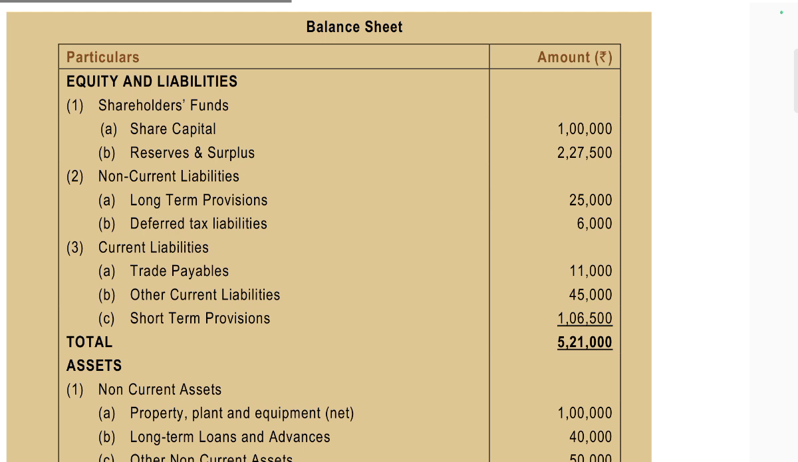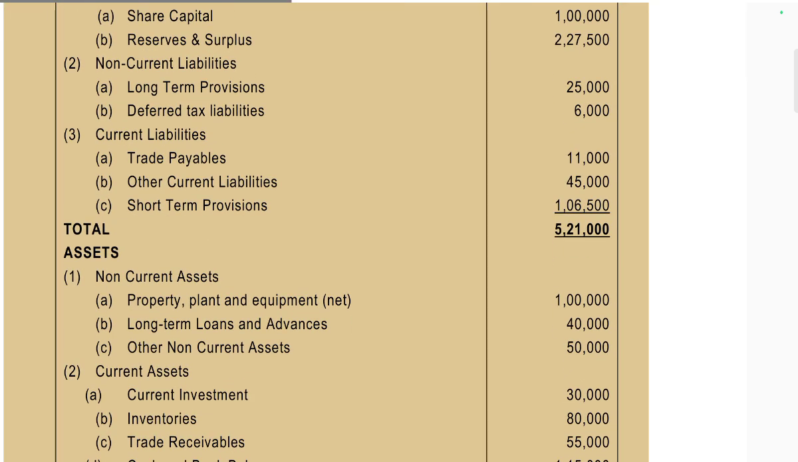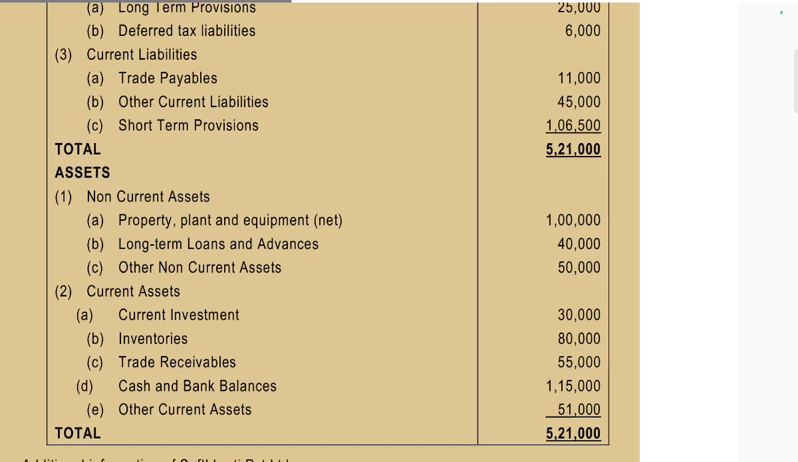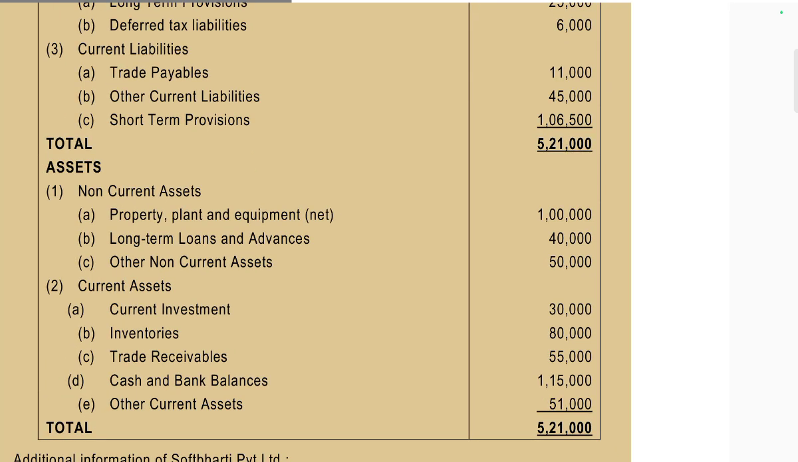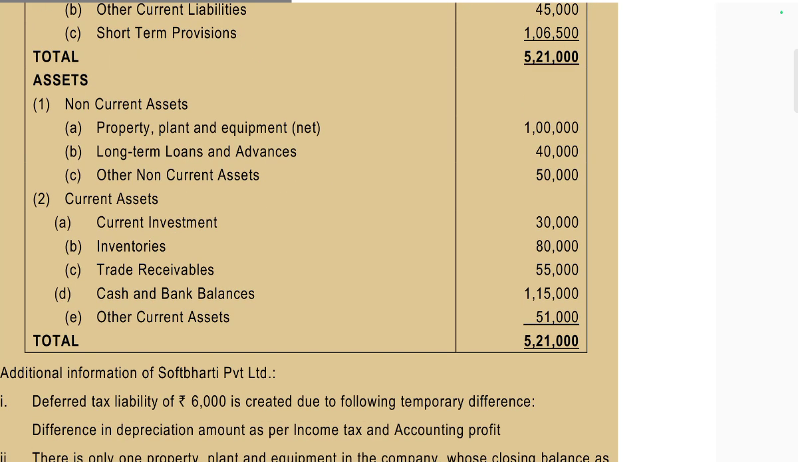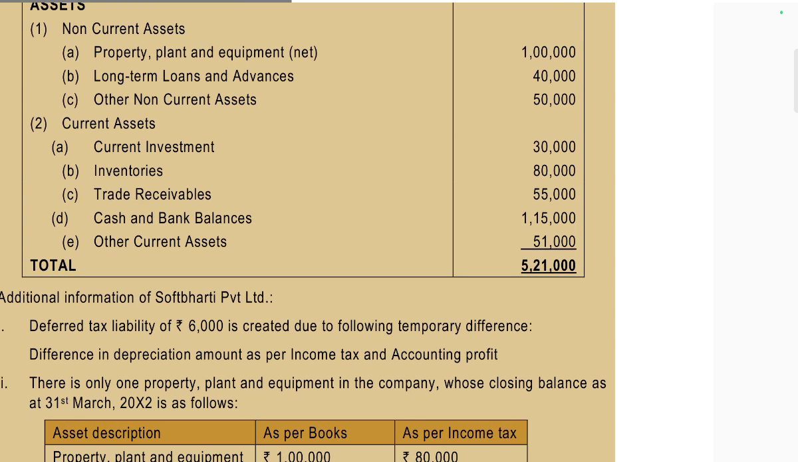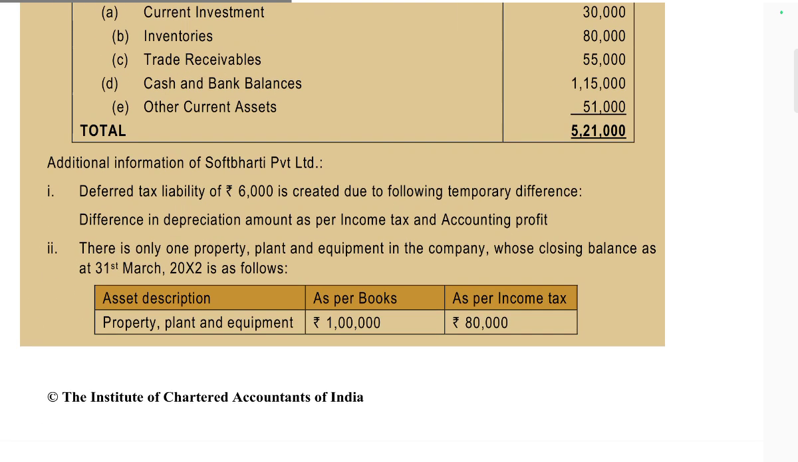Equity and liabilities: shareholders' funds, share capital, reserves and surplus 230,000. Non-current liabilities. Current liabilities 25,000, deferred tax liability 6,000, current liability payable 11,000, other current liability 45,000, short-term provision 1,06,500. Total assets: non-current assets, property plant and equipment 1 lakh, long-term loans and advances 40,000, other non-current assets 50,000. Current assets: investment 30,000, inventory 50,000, trade receivable 55,000, cash and cash equivalents 1,50,000, other current assets 41,000.